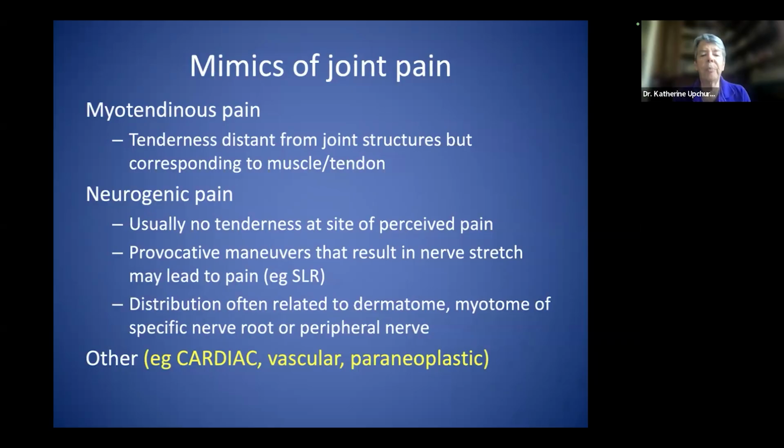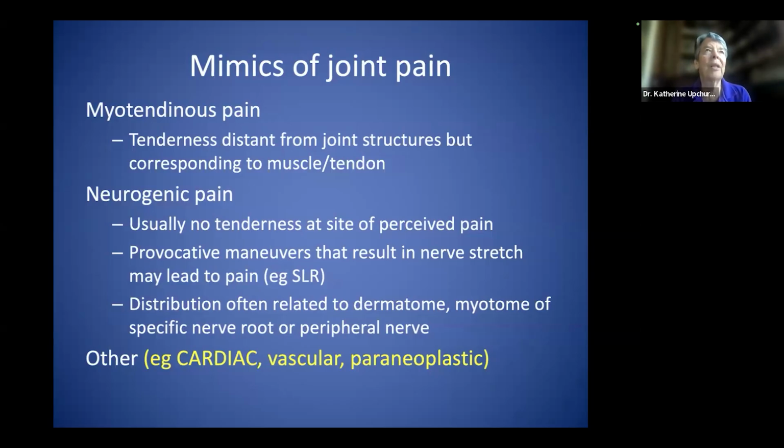And finally, the distribution is often related to a dermatome or a myotome of a specific nerve root or a peripheral nerve. An example of this might be carpal tunnel syndrome, in which a patient develops pain in the hand in the distribution of the carpal tunnel. And then the other important thing to recall is that you can have cardiac sources of pain. And I can't tell you how often this is missed.